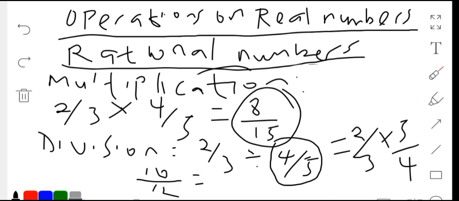You can either leave it as 10 over 12 or change it to the lowest terms. By dividing by 2, 10 gives us 5 and 12 gives us 6, so it is 5 over 6, anyhow you want it. So you can see that division of two rational numbers will always give us a rational number too.